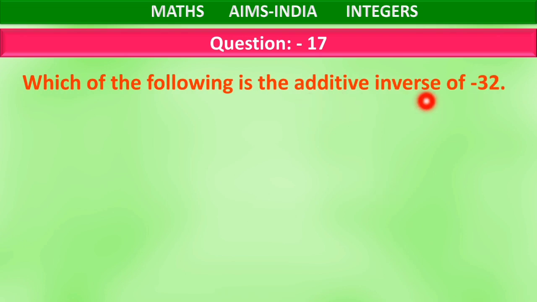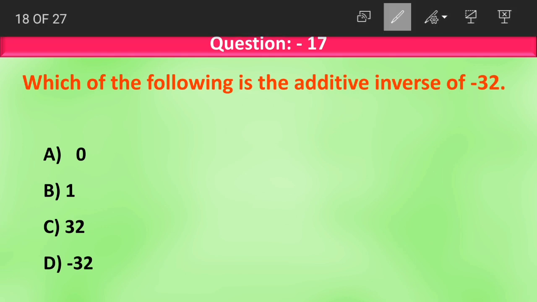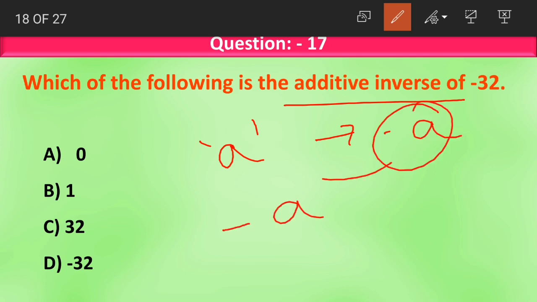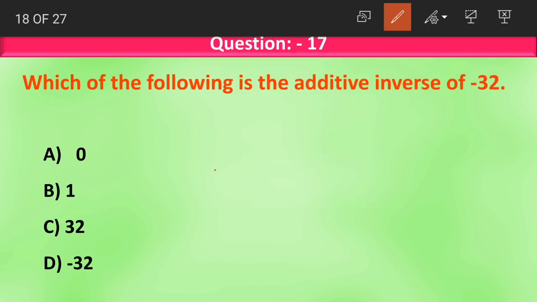Which of the following is the additive inverse of minus 32? Option A 0, option B 1, option C 32, option D minus 32. Remember what was additive inverse? Additive inverse of the integer a was minus a. In the same way, the additive inverse of minus a becomes what? a. Understood? If a's additive inverse is minus a, then minus a's additive inverse will be a. So here the question is minus 32. What will its additive inverse be? Its additive inverse will be 32.